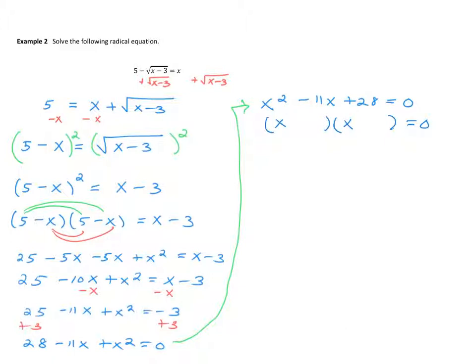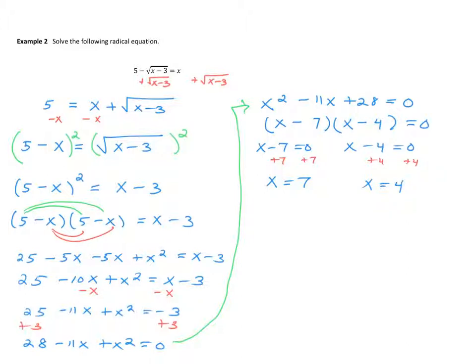I'm going to try to guess. Okay, it has to be x minus and x minus. I need two numbers that multiply to positive 28 yet add to negative 11. That's got to be 7 and 4. So this means that either x minus 7 is 0 or x minus 4 is 0. If I add 7 as well as add 4, these are my two solutions. Took a while to get there, but here it is, 7 and 4.